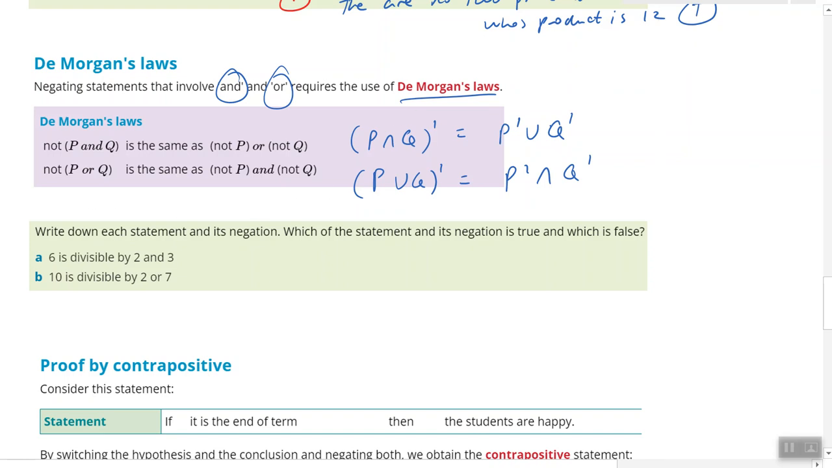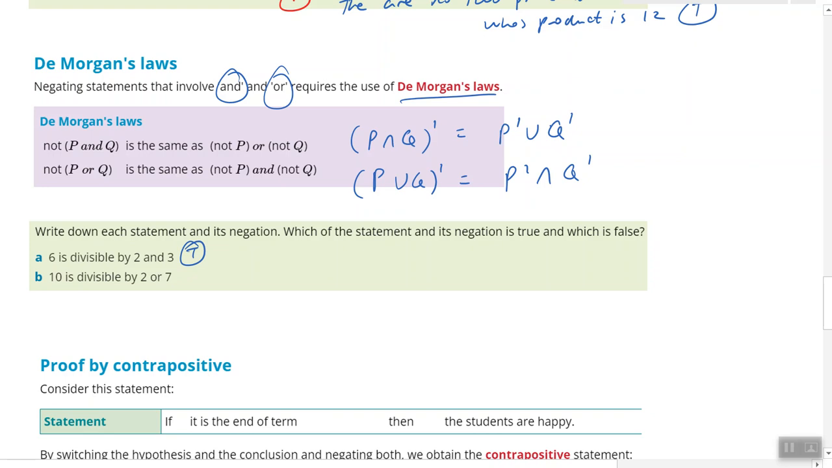Okay, so write down each statement and its negation, and say which is true and which is false. All right, so is 6 divisible by 2 and 3? That's true. Okay, 10 is divisible by 2 or 7.